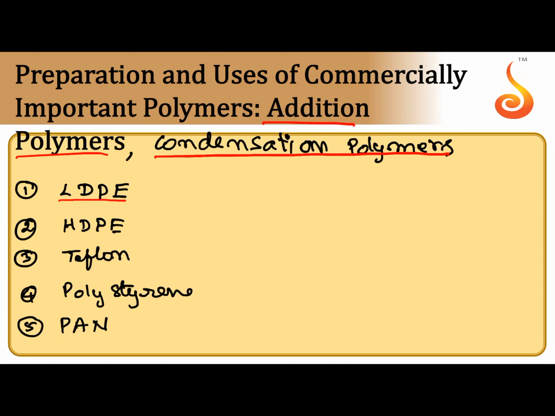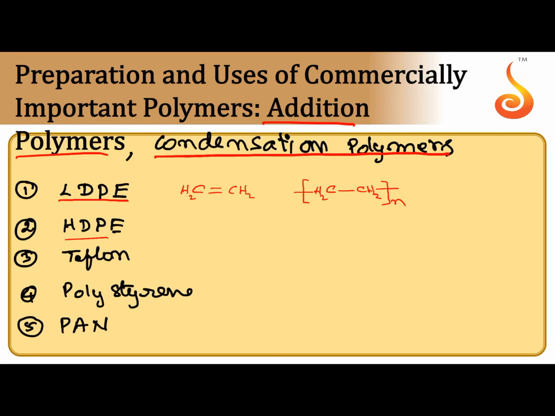Just collect all these: LDPE, low density polyethylene. Ethylene is the monomer. So you have to collect like this on your own. How to write the repeating unit: just break the pi bond and show two valencies for two carbons. That's all. This is low density polyethylene. High density polyethylene is the same, but conditions are different.